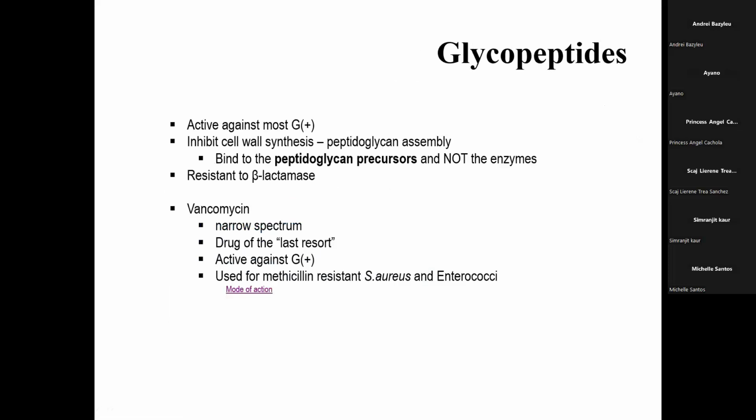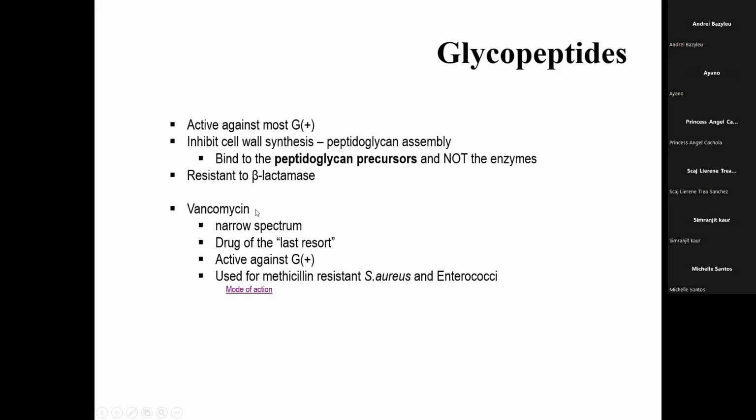The only representative of glycopeptides that you will have to memorize for the test is vancomycin. I already mentioned this drug before. It is a fairly narrow spectrum drug, also considered a drug of last resort. Vancomycin was the drug that helped people fight off MRSA strains, methicillin-resistant Staph aureus, as well as enterococci. Once these strains emerged and methicillin became somewhat useless, vancomycin saved the day. It is fairly toxic to people, so it's considered a drug of last resort.